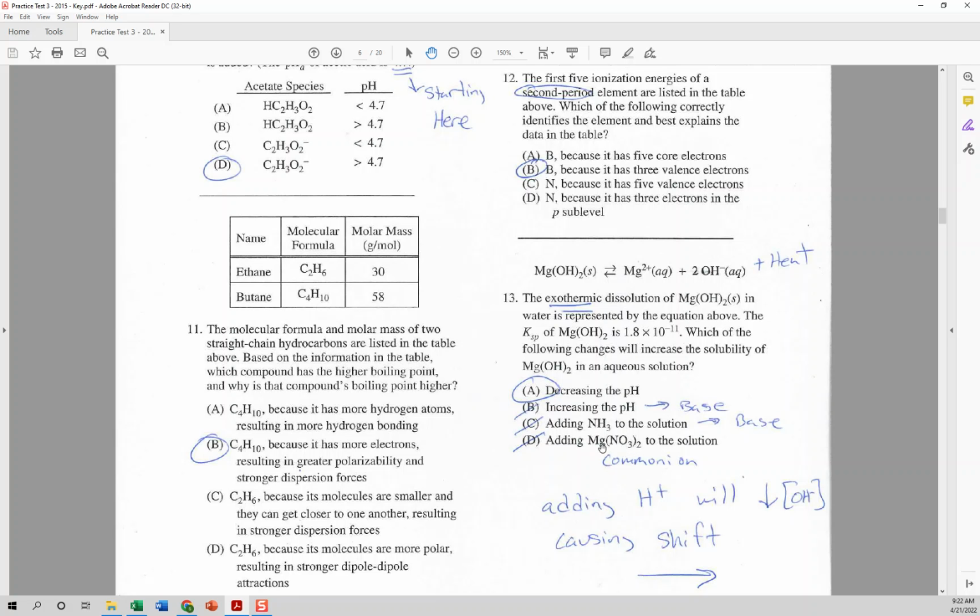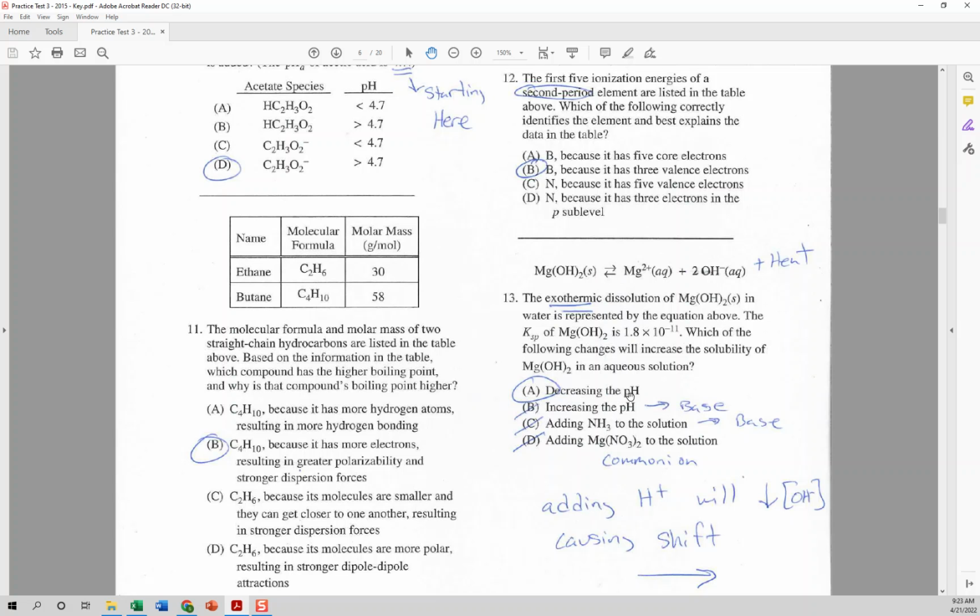When you have a common ion, magnesium in this case, you'd be less soluble. Remember, hydroxide is a strong base. So if you add NH3, which is a base, you're going to make more hydroxide available. This is kind of a common ion question, but it's not as direct. Adding NH3 to your solution would produce more hydroxide, and so it would shift the reaction this way. Increasing the pH means adding more hydroxide, so that would shift it this way.